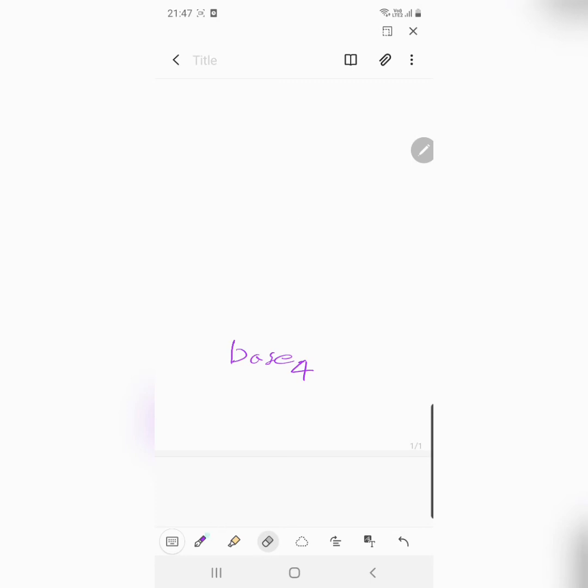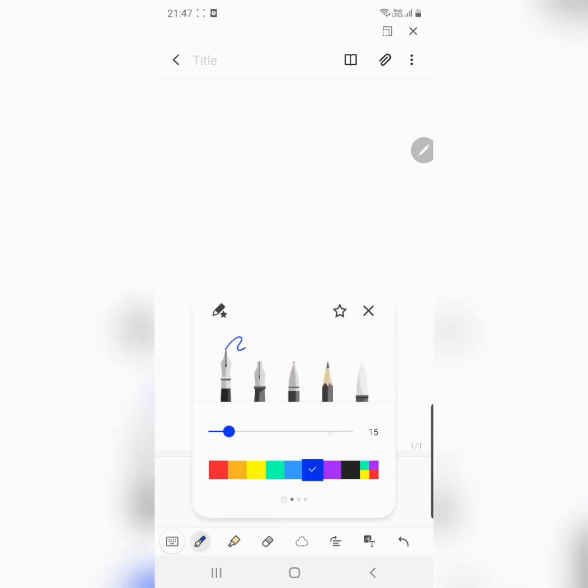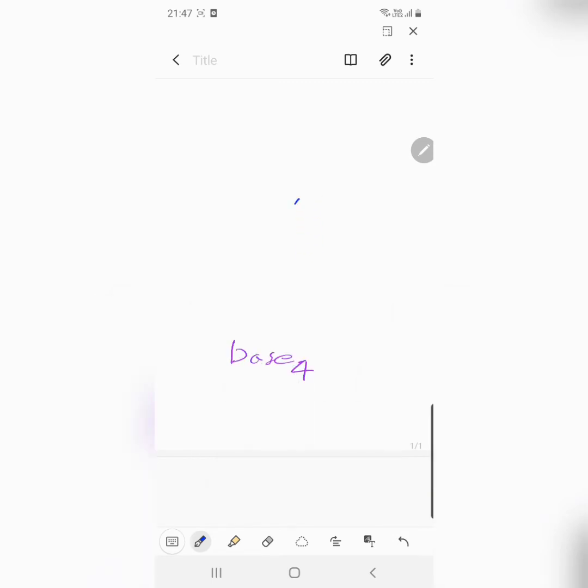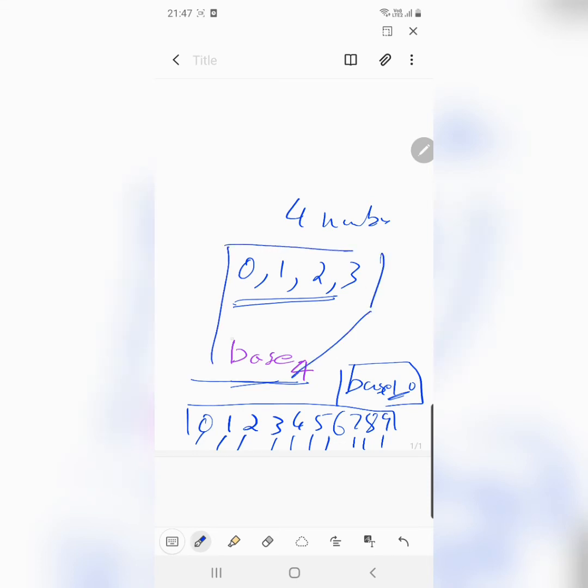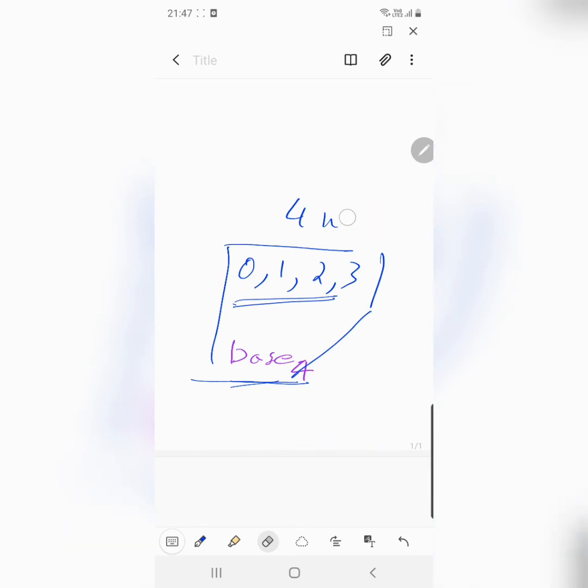And the knowledge that there are only 4 numbers in the base 4 system, which is 0, 1, 2, and 3. So 0, 1, 2, 3, 4, 5, 6, 7, 8, 9, 10 is the base 10 system, where you have 10 digits. 10 digits, that's the base 10 system. Now, in a base 4 system, only 4 digits. So, think of it like this, yeah?